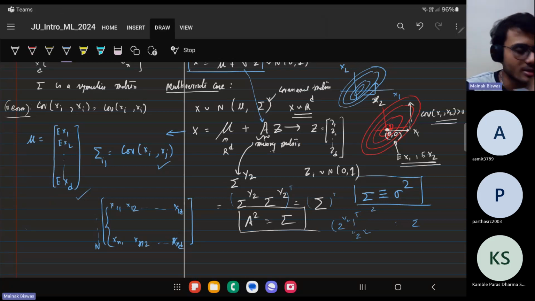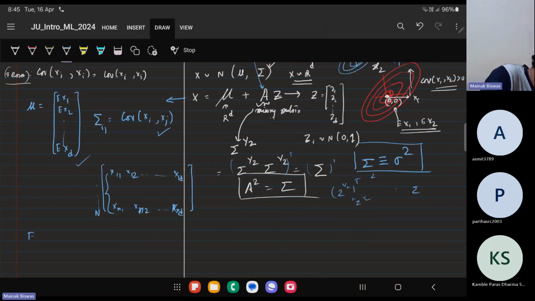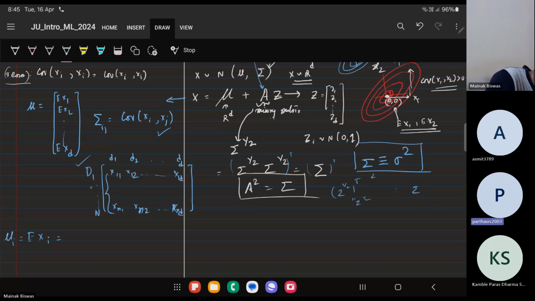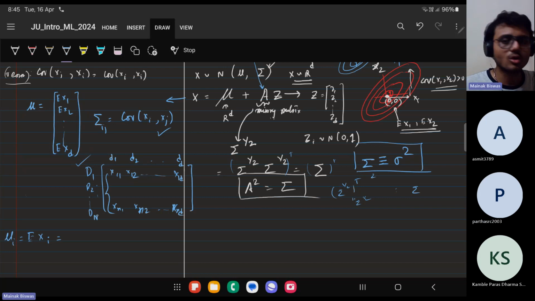What will be xi? Expected value of xi, or mu I? Right, from the data you cannot tell me. Dimension 1, dimension 2, dimension d. Data point 1. Summation I. So first, how will I estimate this?